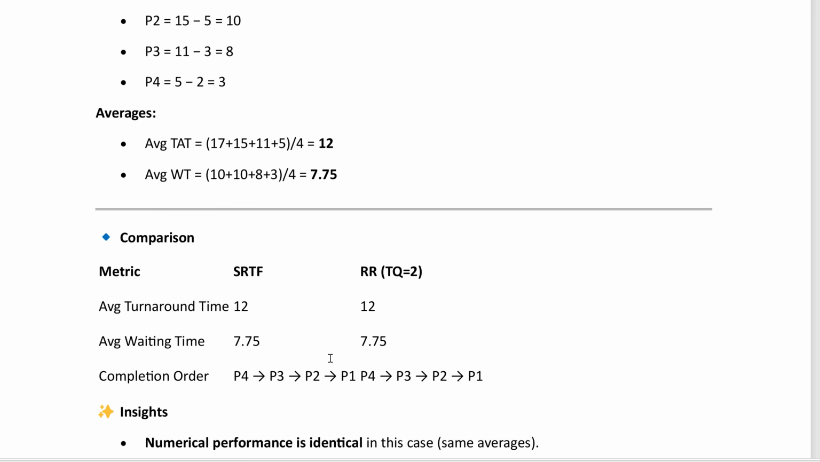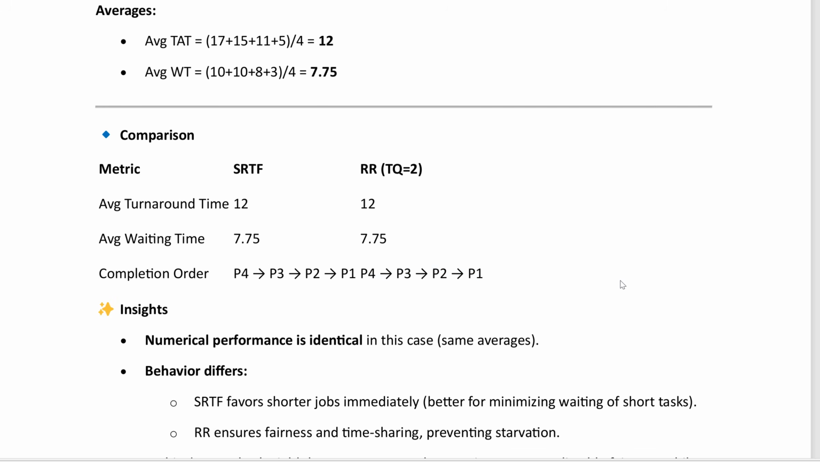The method is the same. Right? This is the completion order in SRTF and round robin. In SRTF, this is the order. In RR, this is the order. Round robin, this is the order of execution. You can also draw the Gantt chart on your own, right?